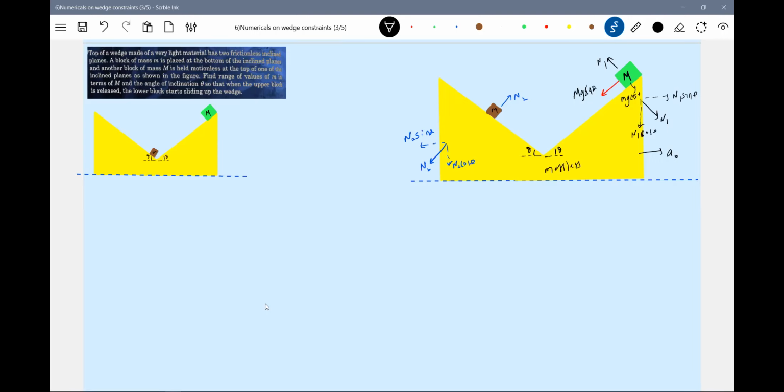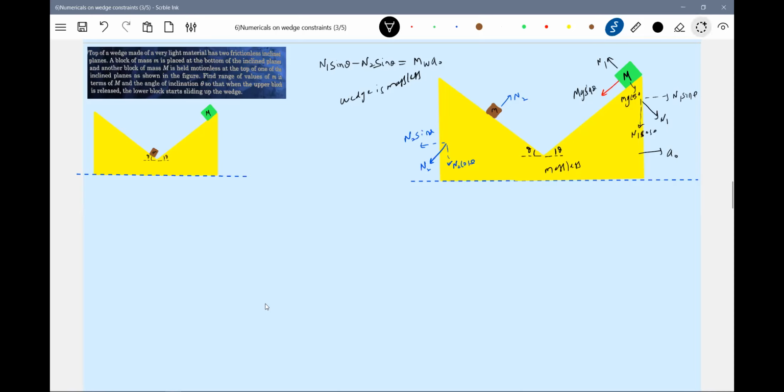So what should N1 be? N1 should be equal to N2. Later, this is going to help us a lot. So here N1 sin theta minus N2 sin theta equals 0. Why is it 0? Because the mass is 0, but it can have acceleration. So rather than writing it, I'll write some mass of the wedge and A naught.